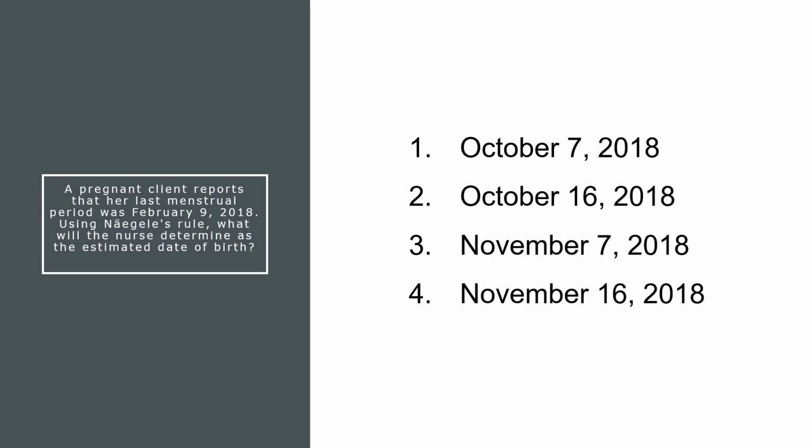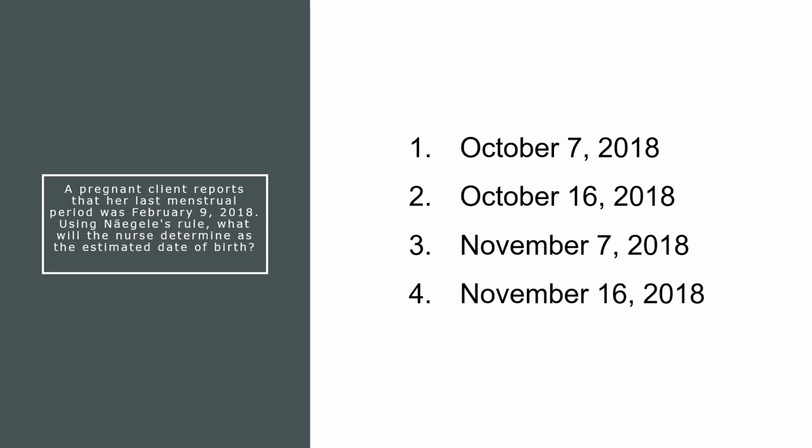The practice NCLEX question reads: a pregnant client reports that her last menstrual period was February 9, 2018. Using Nagele's rule, what will the nurse determine as the estimated date of birth? All right, so you see your options over there, so I'm going to give you some time to calculate.